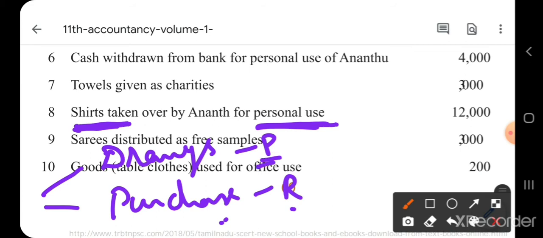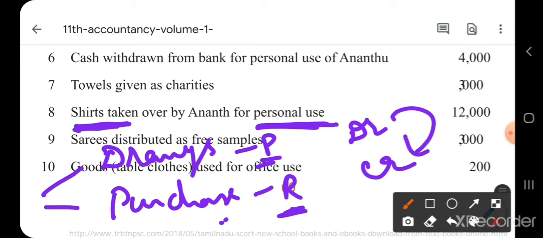Now personal account, what is the rule? Debit the receiver. So you debit Anand's drawings account. And purchase account, the real account, what is the rule? Credit what goes out. The goods are going out of the business, isn't it? So you credit purchase. So the entry will be drawings account debtor to purchase account.